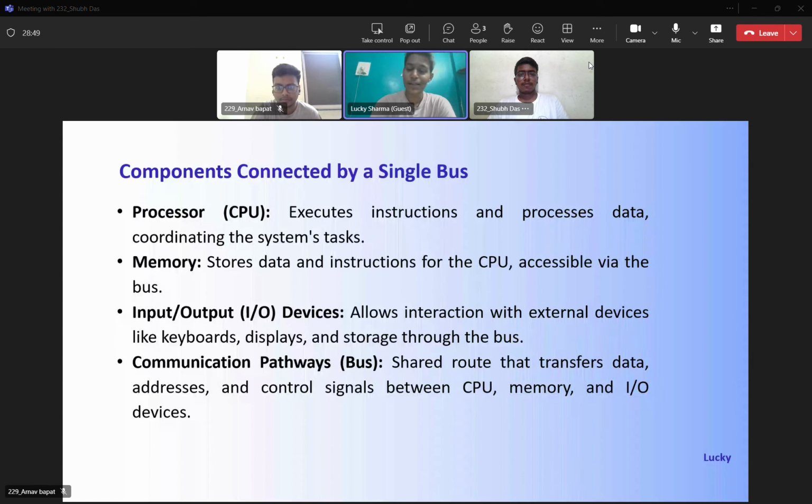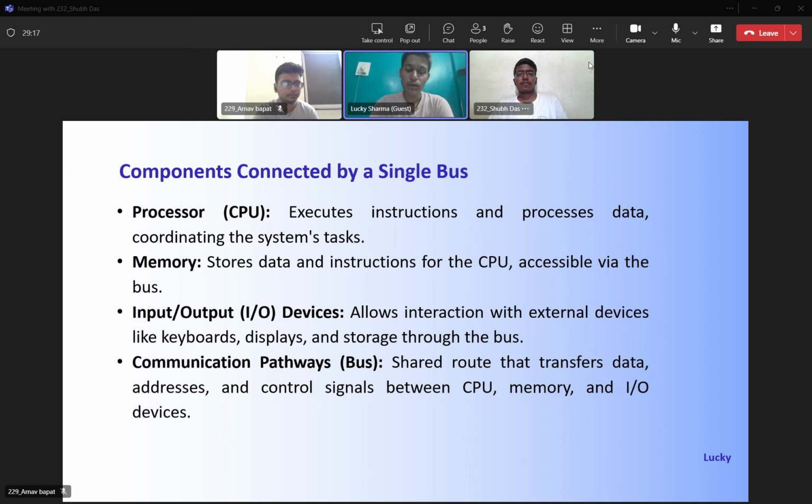So after that, there are the components connected by a single bus. There are various components which are connected by the single bus. First is the processor, which is the CPU. It executes the instructions and processes the data which is to be executed. It is also known as the brain of the computer. After that, memory. Memory temporarily stores the data for the CPU.